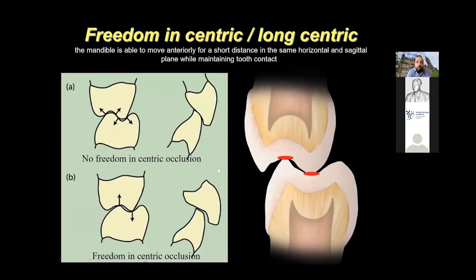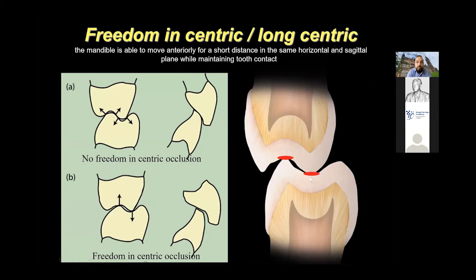This actually leads us to a concept called freedom in centric, which means that the teeth, when they occlude posteriorly, should allow slight movement of the cusp tip inside the fossa rather than being a wedge. So the posterior teeth, when they occlude, the cusp needs to have some room to move slightly forward.